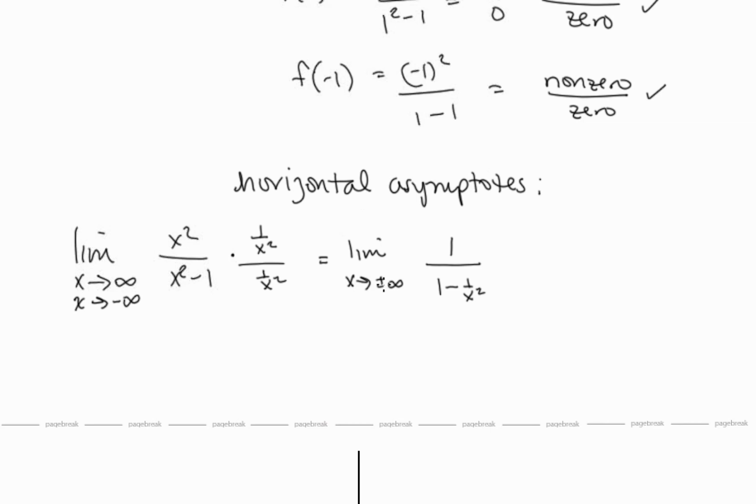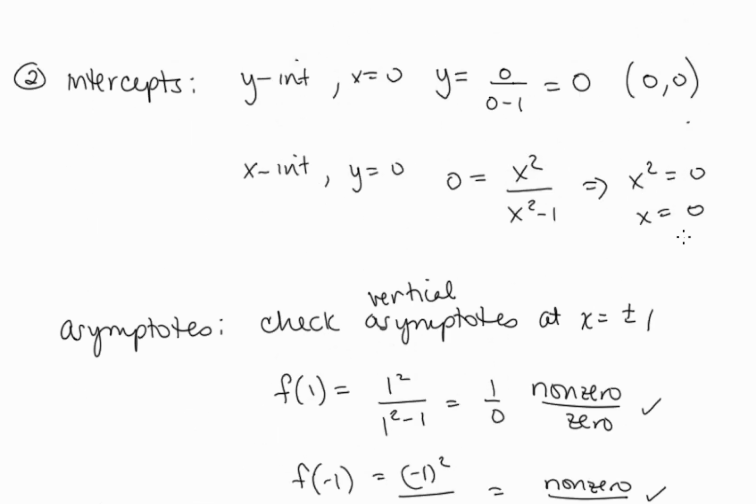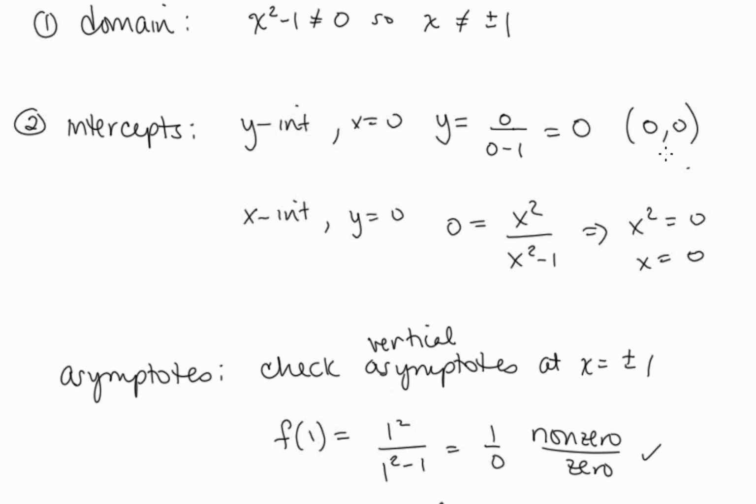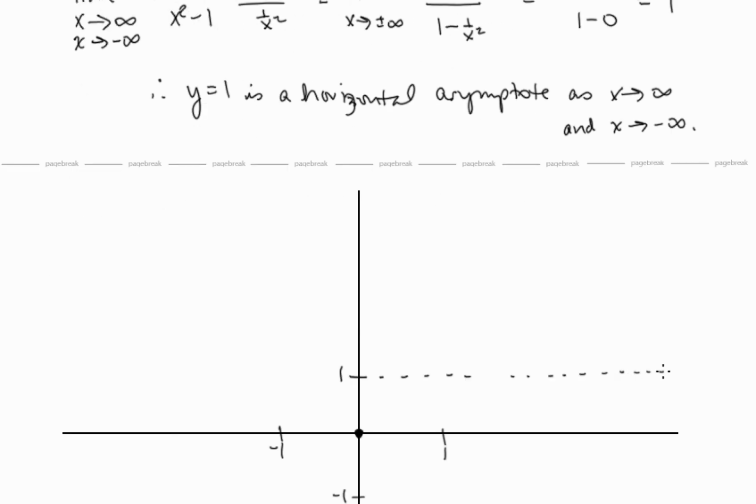Now, as x goes to positive or negative infinity, this 1 over x squared is going to 0. So this is going to be 1 over 1 minus 0, which is just 1. So this says y equals 1 is a horizontal asymptote as x goes to infinity and as x goes to negative infinity. So now let's plot our intercepts and asymptotes. We have our intercept at the origin, we have vertical asymptotes at x equals positive and negative 1, and we have horizontal asymptotes at y equals 1.